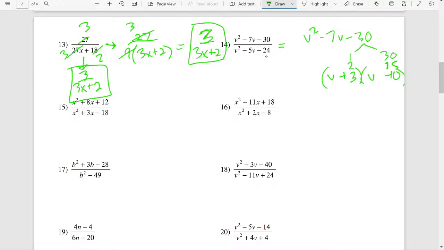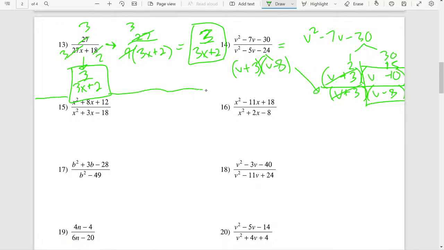And that's how you do it. All right, same thing over here. So 1 and 24, 2 and 12, and 3 and 8. All right, so then I get that, and I'm going to just basically put that here. And cancel, cancel. And I get v minus 10 over v minus 8. So there we go.